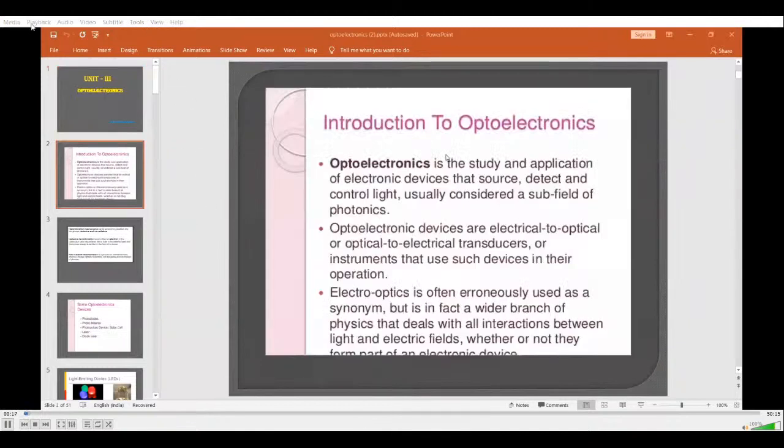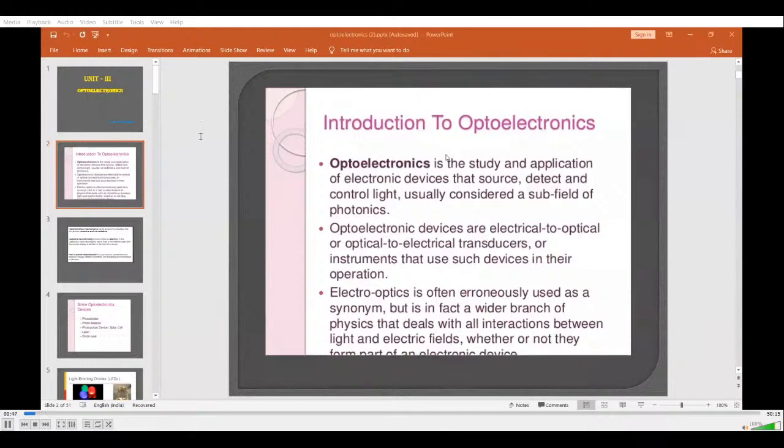So what is meant by optoelectronics? It is nothing but the study and application of electronic devices that source, detect and control light. In the sense, optoelectronics is the communication between optics and electronics, which includes study, design and manufacture of hardware devices. Hardware devices means like LED, solar cell, etc.